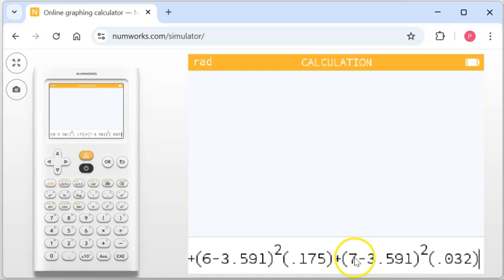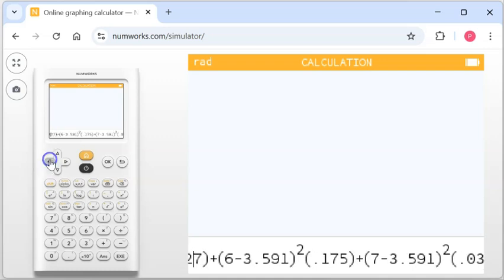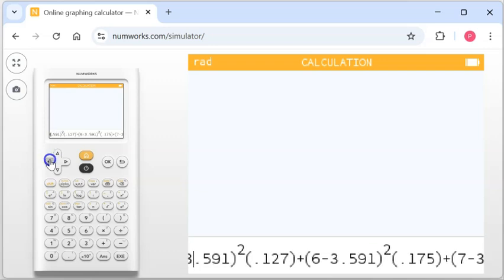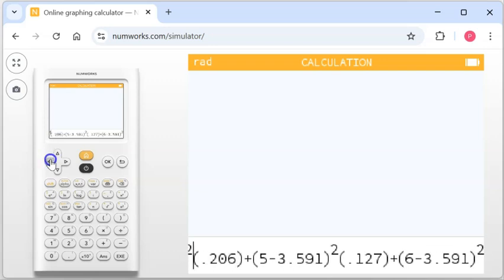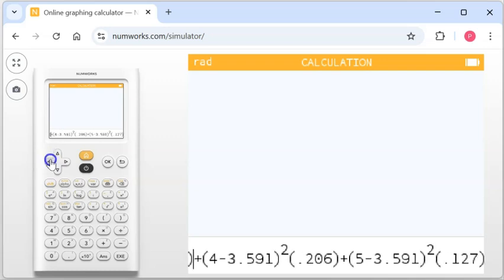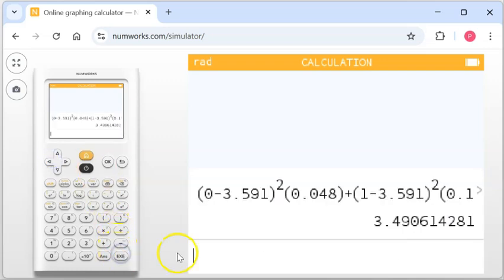All right, so I just finished entering it, and you can see here's the 7 minus 3.591 squared times 0.032, and you can see that I did it for every number. This one's the 7, here's the 6, then we did it for the 5, and we did it for the 4. So we did it for every single number, and now all we have to do is hit execute, and our answer is 3.490614. We're going to go out to 6 decimal places here. There's a good reason for that, and I'll tell you in a couple minutes.